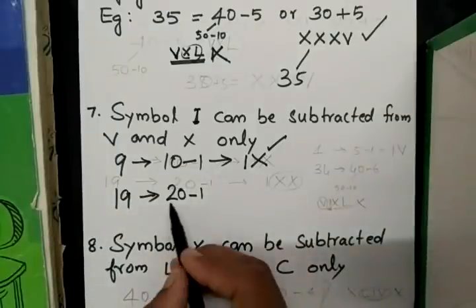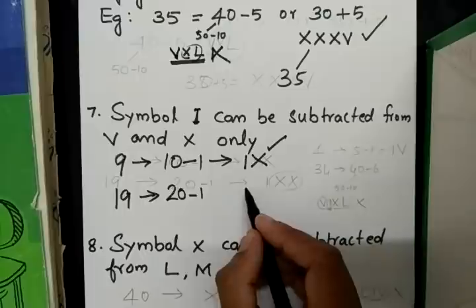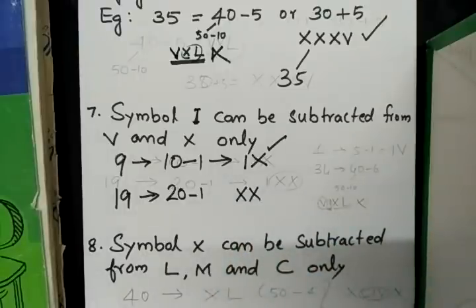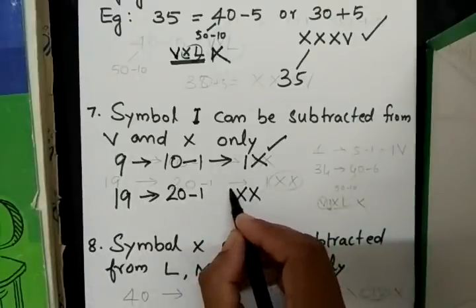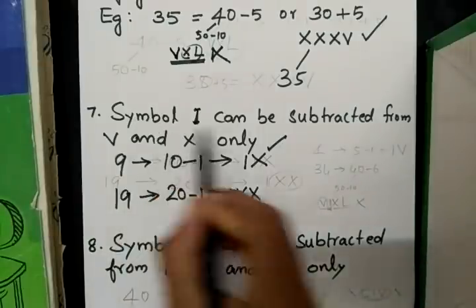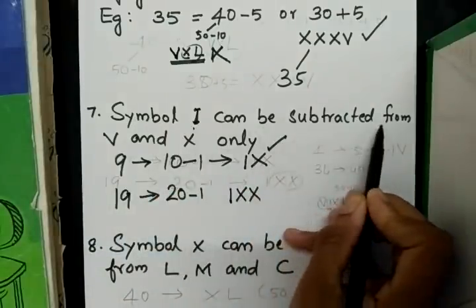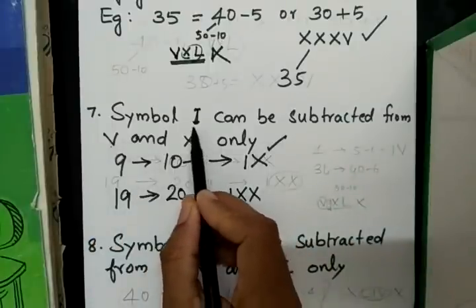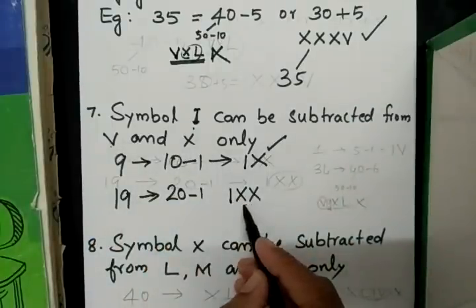That we know. Now how will we write 20? 20 is 10 plus 10. And minus 1. Minus 1 is here. So let us see, is it correct? According to this rule, I can be subtracted from V and X only. X. Here we are not writing X.